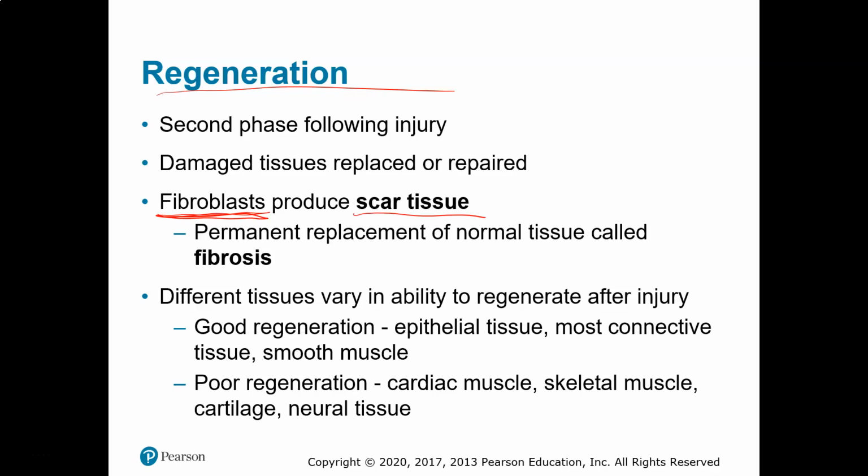Tissues that have good regeneration ability are epithelial tissue, most connective tissue, and smooth muscle tissue. But tissues that have poor regeneration ability are cardiac muscle, heart muscle tissue, skeletal muscle, cartilage, and neural tissue, or nerve tissue.